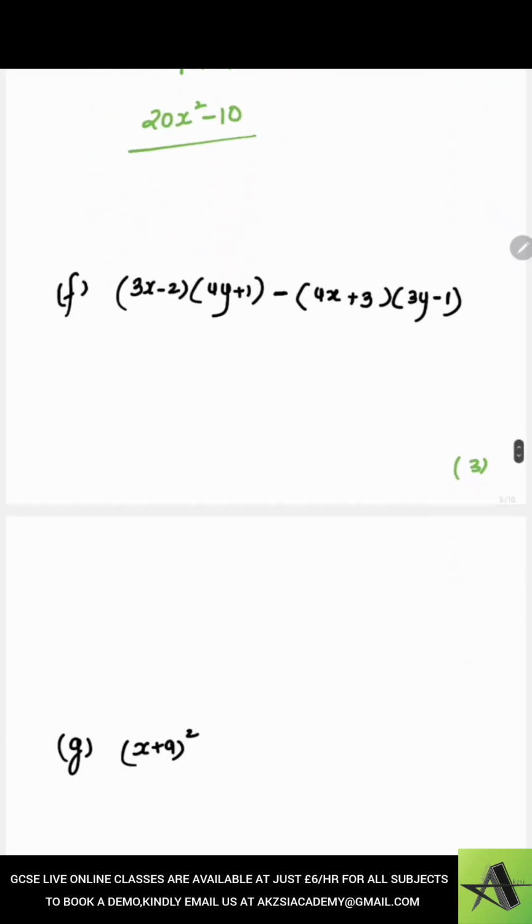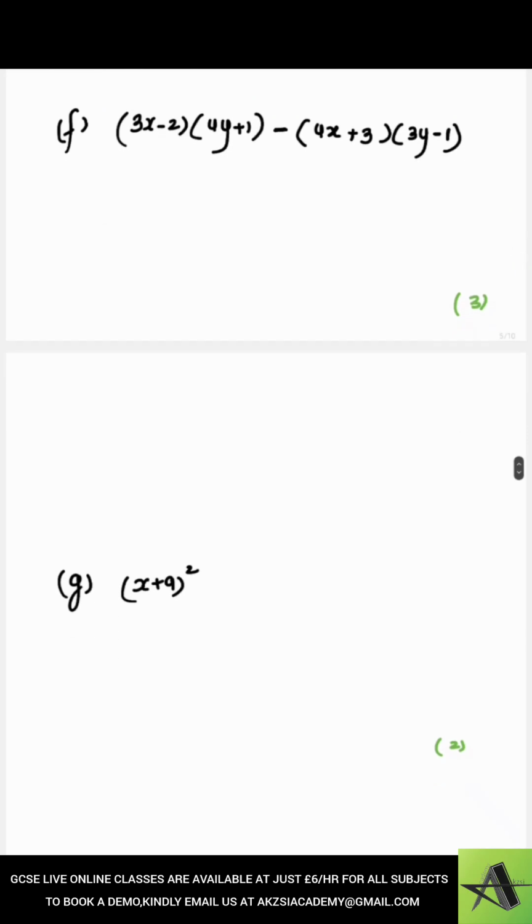Moving on to the next one, 3x minus 2 times 4y plus 1 minus 4x plus 3 times 3y minus 1, and now just simplify. You'll get 3x times 4y plus 1 minus 2 times 4y plus 1 minus 4x times 3y minus 1, and let me just put that inside the big bracket as there is a negative sign outside, and plus 3 times 3y minus 1.